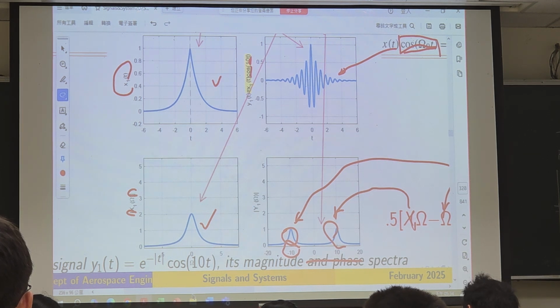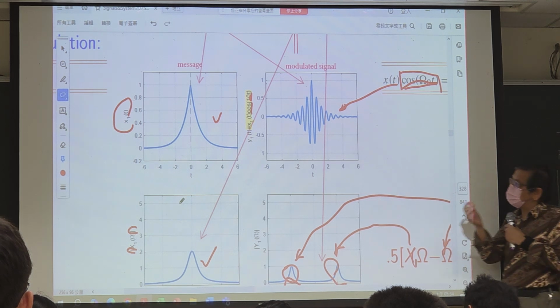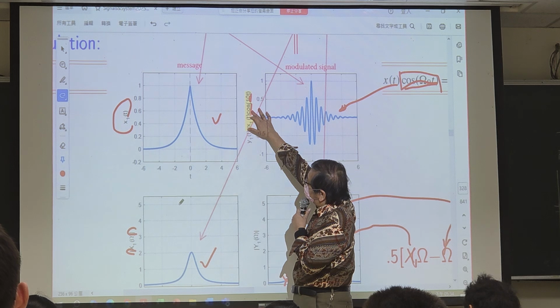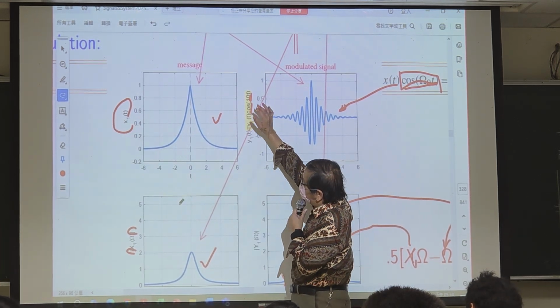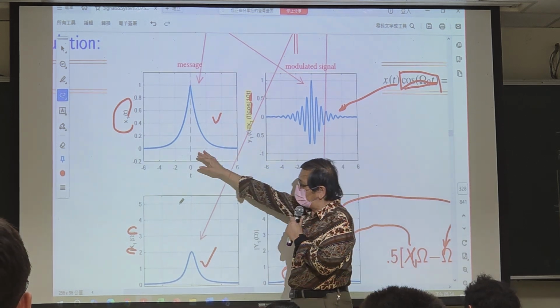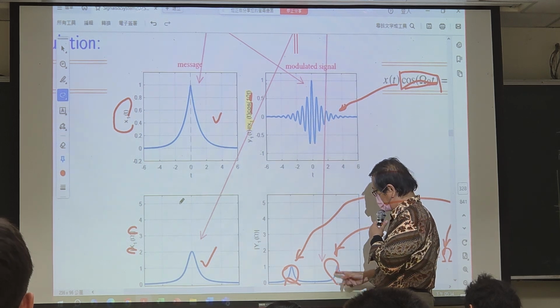Now the thing I want to remind you are the following. Number one, since you modulate the signal with the sinusoidal signal, the frequency is 10 radian per second. Once you modulate the signal, you split the frequency.